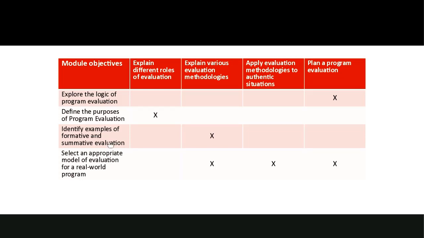So as I'm looking at it, I'm thinking, okay, how does this first one, explore the logic of a program evaluation, align with the course level objectives? Again, the module level objectives are more discrete, and the program level objectives are those higher level ones. In this case, I feel like the logic of a program evaluation is really going to help the students complete this objective of planning a program evaluation. You can read through these yourself, but what you'll typically see is that each module level objective may address one course level objective. The bottom one here addresses several of them.